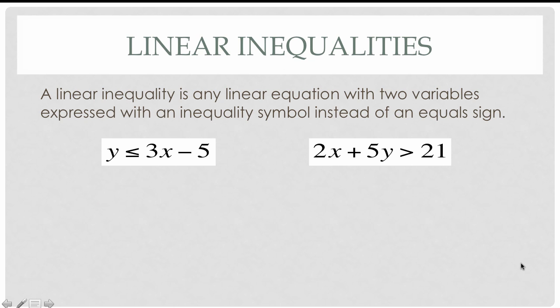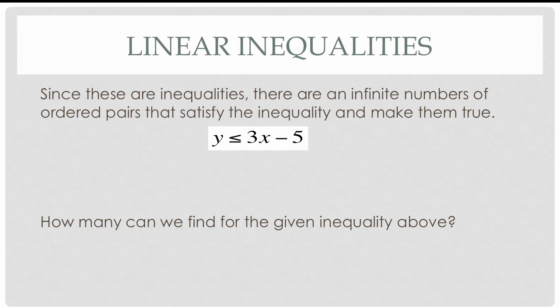All right, switching gears. Let's do a little bit of inequalities. A linear inequality is simply any linear equation. So we've got x and y. It's linear, so it'll form a line. It's got two variables. However, instead of an equal sign, we have an inequality symbol. So for example, we've got y is less than or equal to 3x minus 5, or we've got 2x plus 5y is greater than 21. Let's play around a little bit with inequalities.